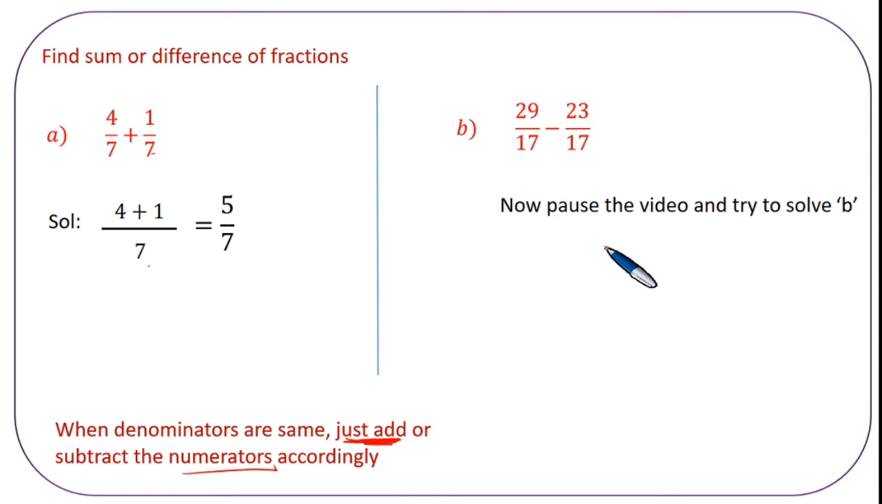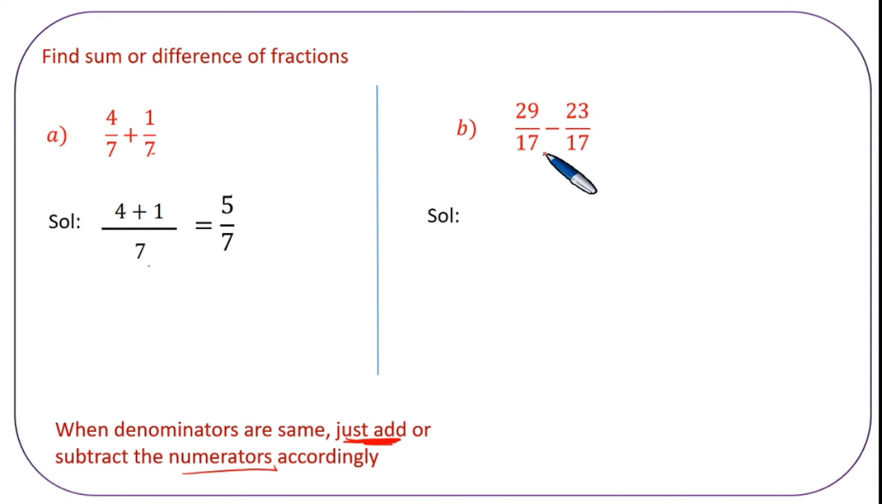I hope you did. Now check your answer. Here the denominators are 17, so write the denominator 17 the same. Then the numerators you have to subtract, since the minus sign is there. So 29 minus 23 is equal to 6, and the denominator is 17. So it is 6 over 17. Finished. This is your addition or subtraction of two fractions when the denominators are the same.